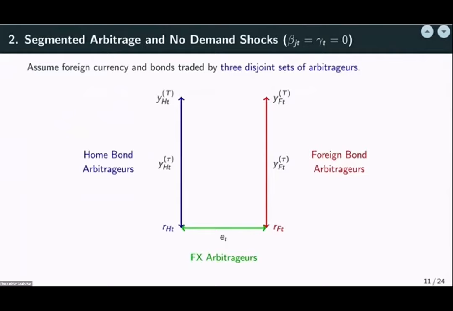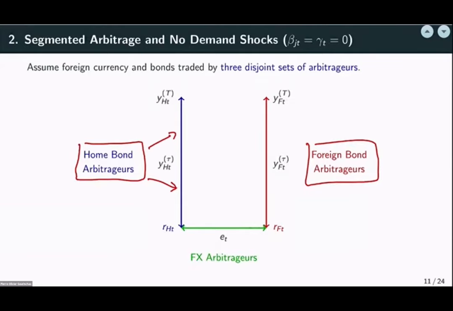Okay, so now let's look at the cases that are more interesting. And I'm going to do that step by step. I have about 6 or 7 minutes left. I'm going to start with what I call a case of segmented arbitrage. So think of this as a world in which you would have three different arbitragers. A home bond arbitrager is going to be arbitraging bonds of different maturities, but is not going to engage in the foreign bond market. A foreign bond arbitrager is going to do the same thing in the foreign country. And then an FX arbitrager is going to basically engage in deviations from UIP, if you want. When he's going to spot deviations from UIP, he's going to engage in that. Okay. Now, the reason I'm doing this is because we can characterize very easily what happens there.